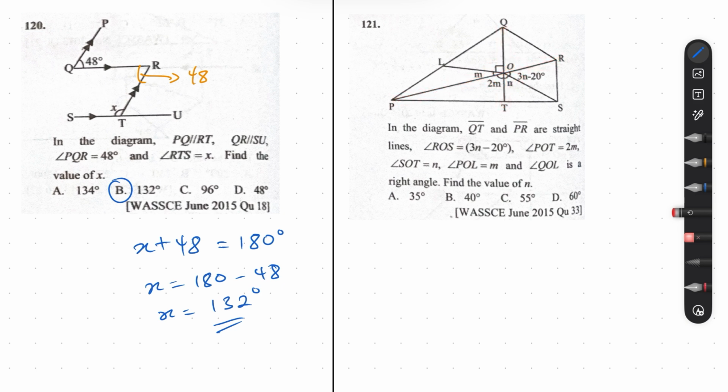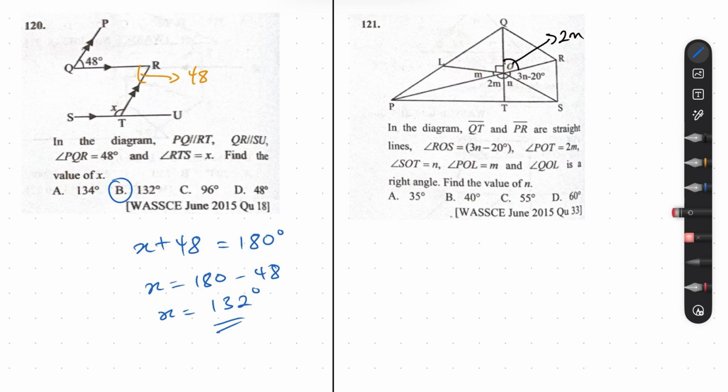Now since we know that this angle here is the same as this angle here, that means this side we can also call 2M, because they are vertically opposite angles. So let's write that down. This angle here, we call it 2M. Cool. Now we can easily find the value of M.